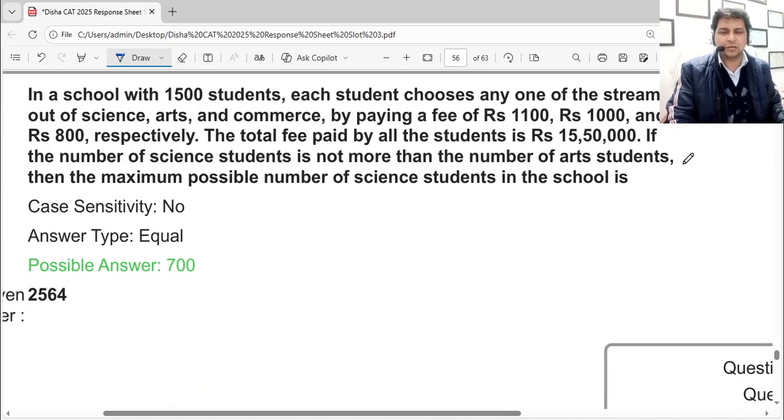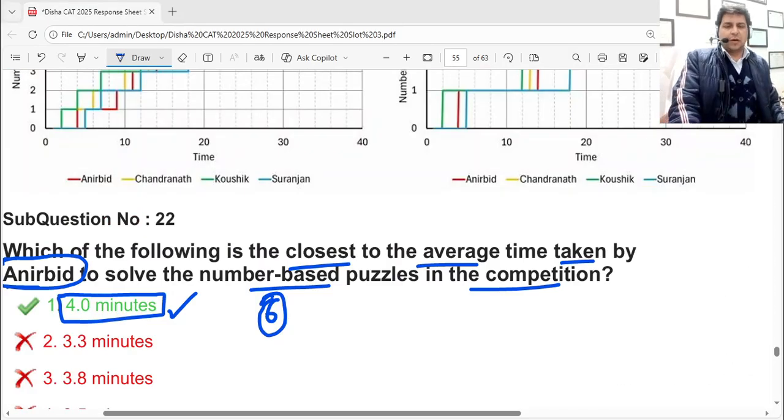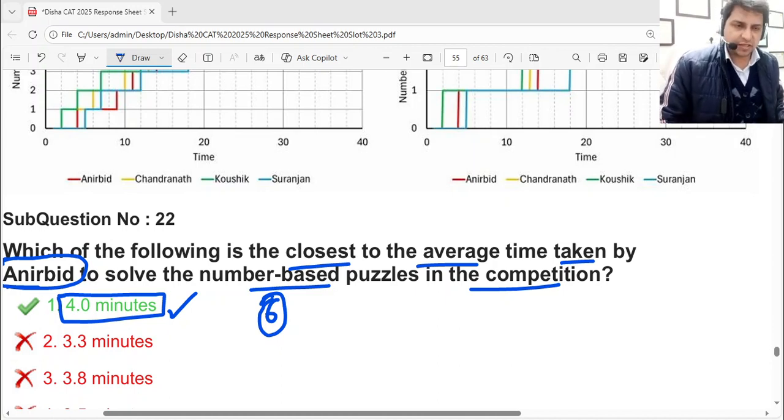After this you have Quant. So we'll come up with the Quant videos after this. I hope you guys understood this puzzle. Quite easy, straightforward we had. So wish you luck for the next year exam also. This is the last puzzle of CAT 2025 LRDI slot 3 we had.